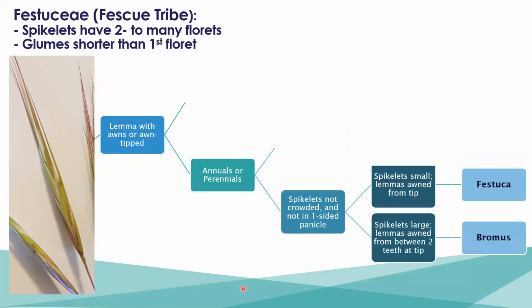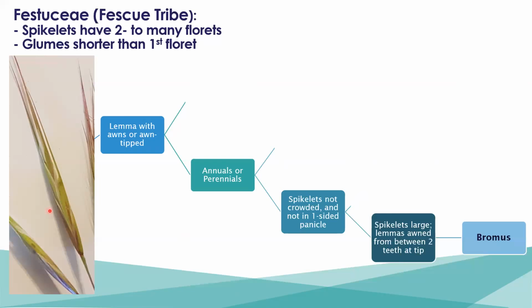All right, our next set of decisions: are the spikelets small and the lemmas awned from the tip? Or are the spikelets large and the lemmas awned from between 2 teeth? I tried to take a picture of the 2 teeth for you guys. I just don't have the camera quality, but there are 2 teeth here, and these are very large spikelets. So that takes us down to brome.